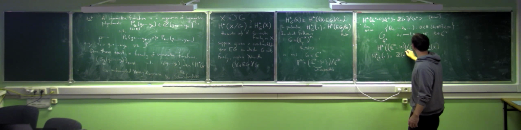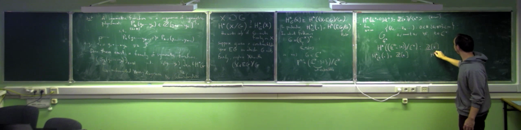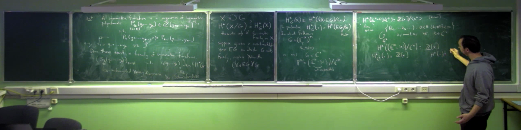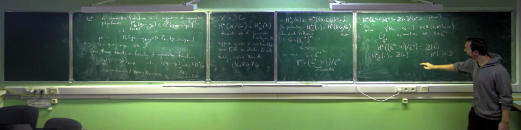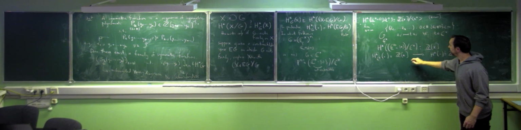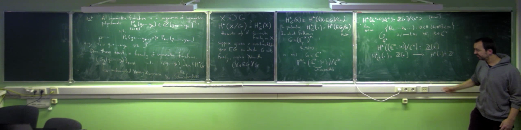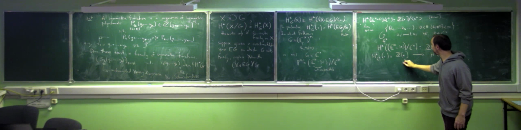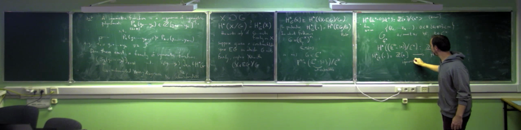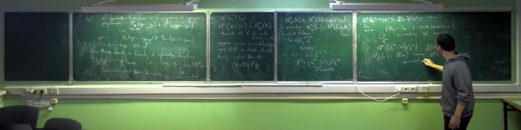Now let's compare to what we had before. We had just H star of the point. The cohomology of the point was just, well, the class of the point, which was Z, right? So the difference between here and here is we have an extra parameter x. This is called the equivariant parameter, but again, this is the same as the spectral parameter in these guys.